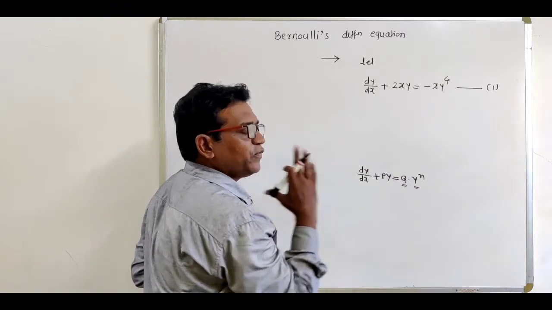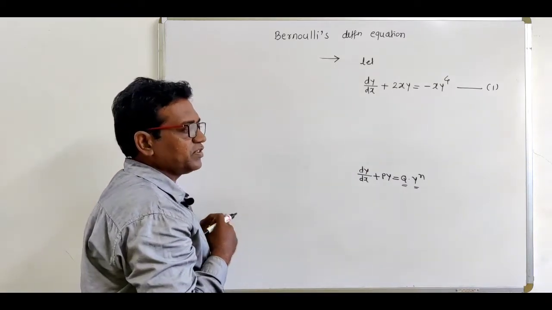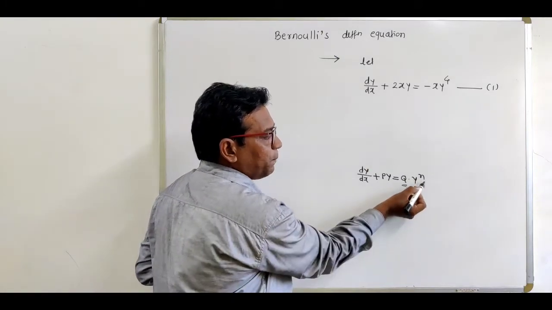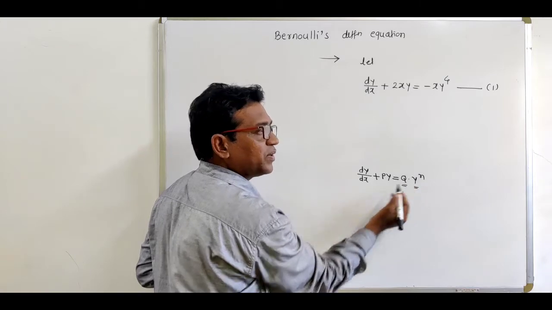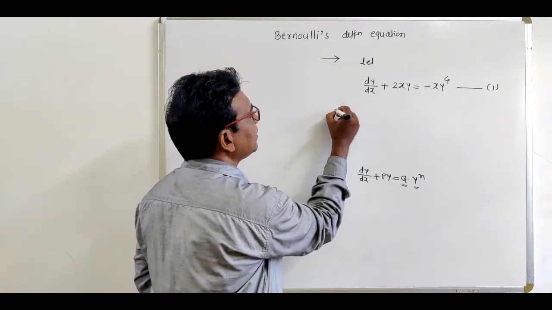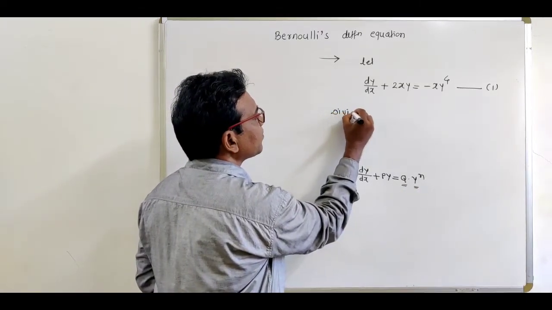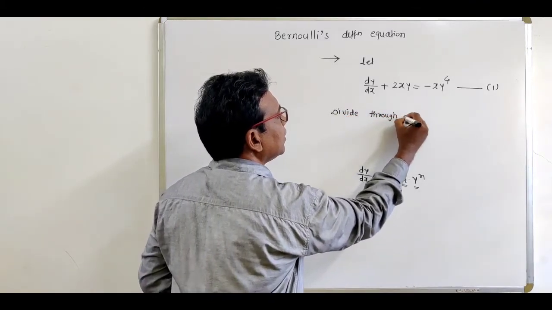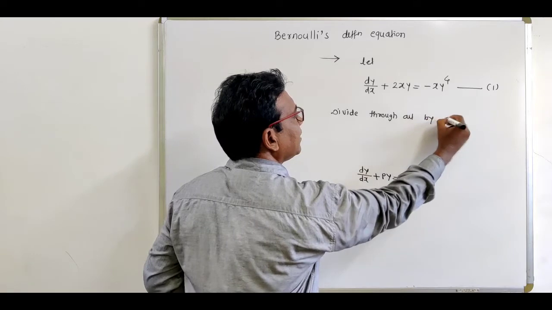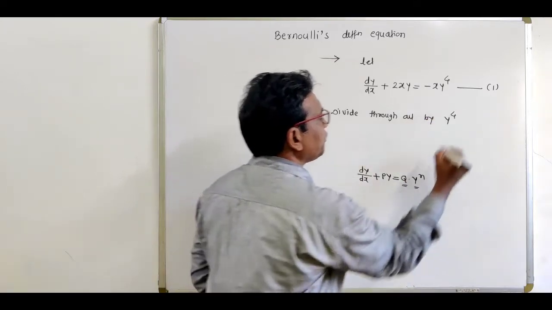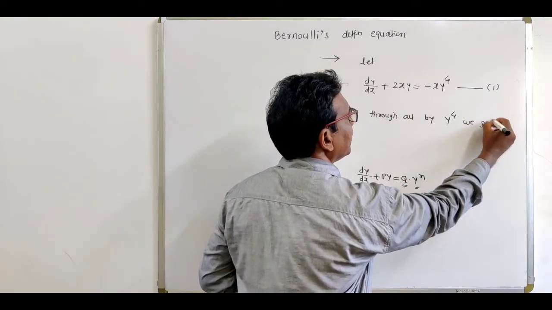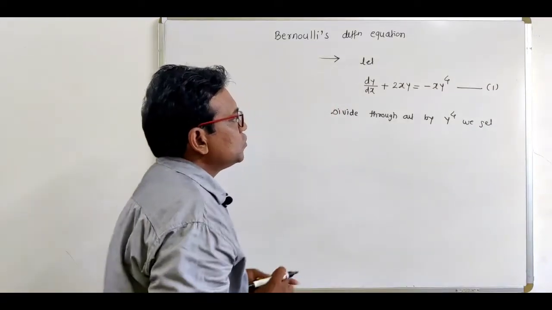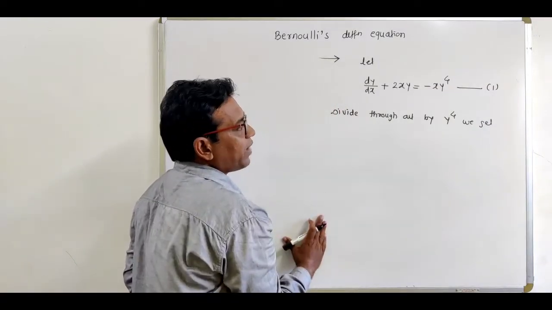Now see, what is the method for solving the Bernoulli's differential equation? What is the first step? Divide throughout by the term of y. This is our step number 1. So right here, divide throughout by y raised to 4. We divide this total equation by y raised to 4.